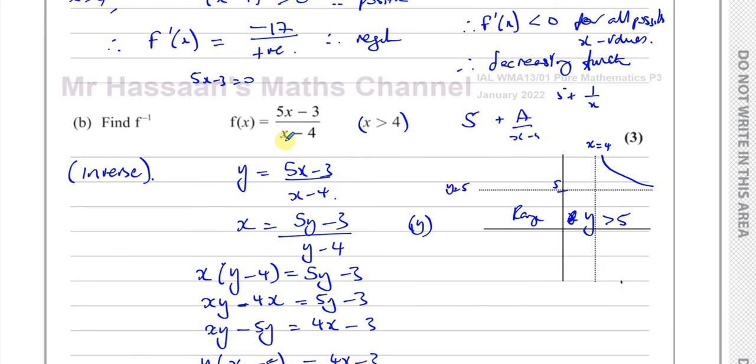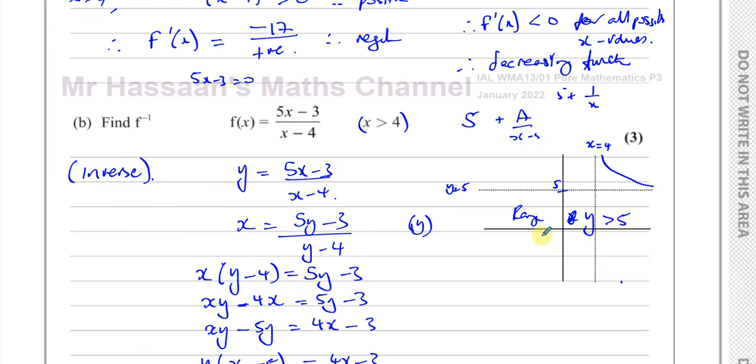The x asymptote is the value of x that makes this whole thing 0, which is x equals 4. The y asymptote is what you get when you divide these two, and it's normally the coefficients here. If you divide them, it will give you the value you need. So 5 divided by 1 is 5, so that's the y asymptote, the horizontal asymptote.